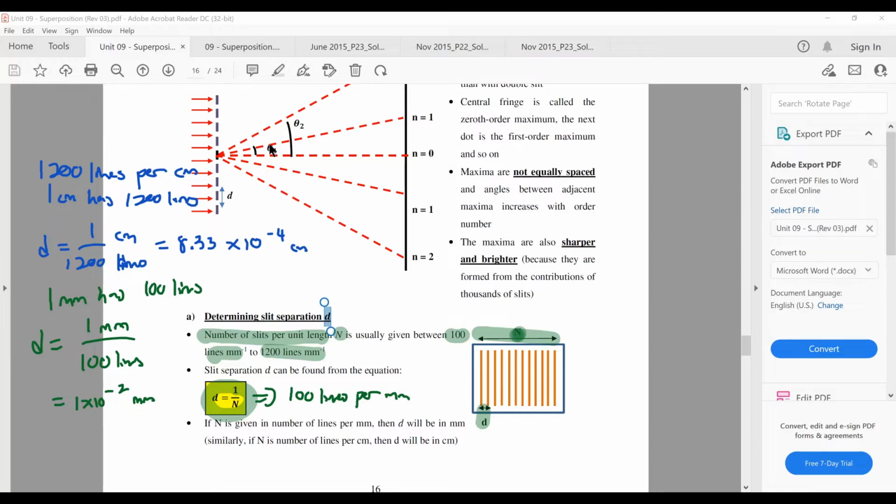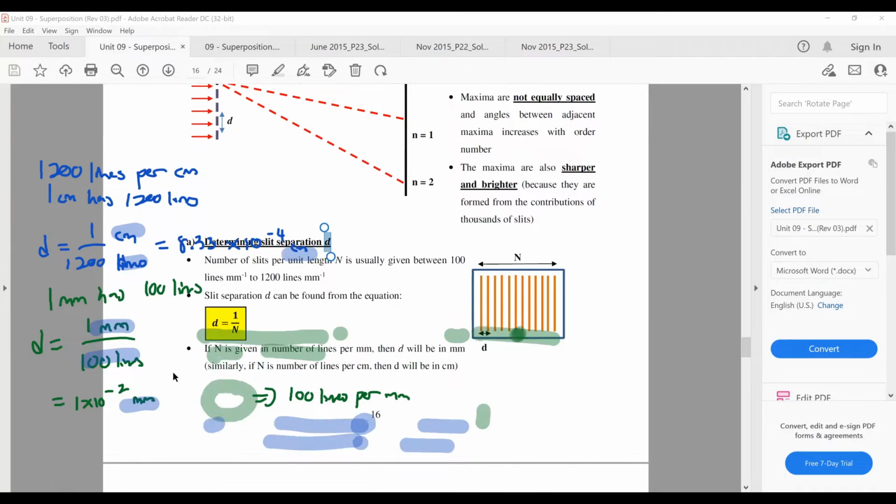I may mention here, if n is given in number of lines per millimeter, then d will be in millimeter. Similarly, if n is number of lines per centimeter, then d will be in centimeter, because you're taking whatever unit of the per unit length divided by the number of lines, so your unit follows the original unit. If it's something per millimeter, d will be in millimeter. If it's something per centimeter, then d will be in centimeter. So be mindful of this.